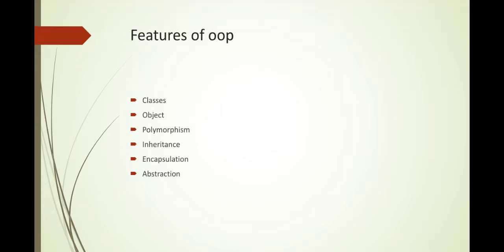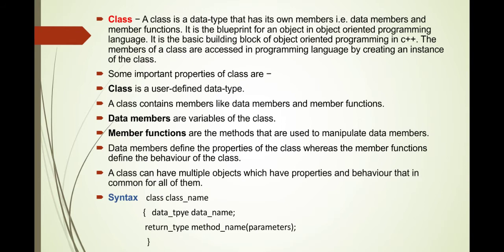Okay, let us see the features of object oriented programming. There are 6 features. First one is class, second is object, next is polymorphism, then inheritance, encapsulation and abstraction. Very first we see the class.